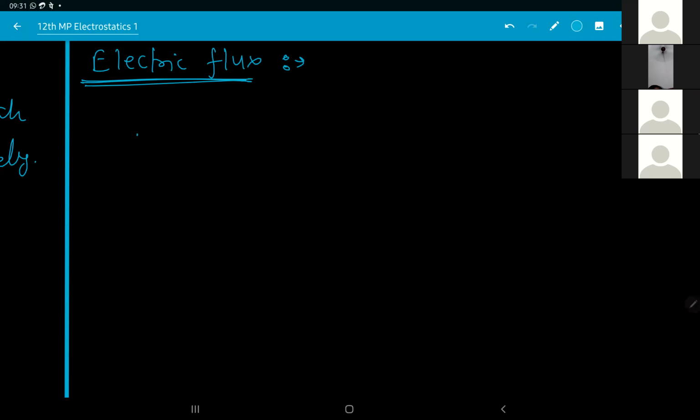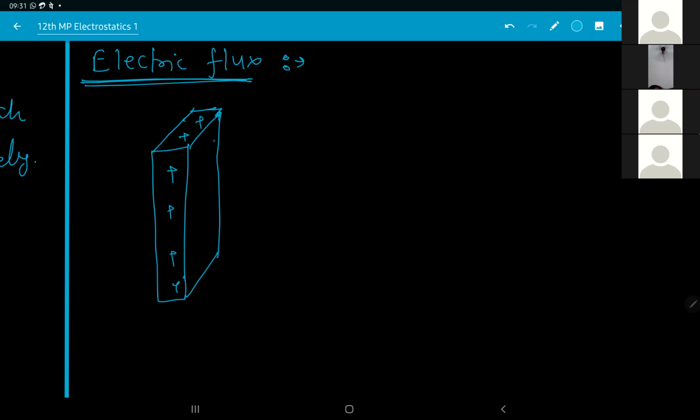Suppose, now see this, suppose it is an object. It is a rectangular cuboid, and it is positively charged. Then the electric field lines will be like this.